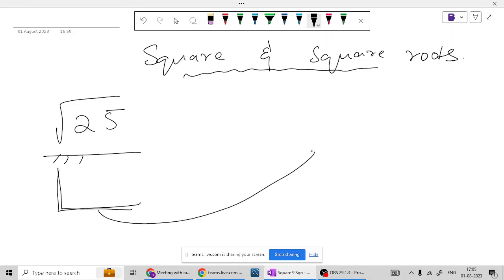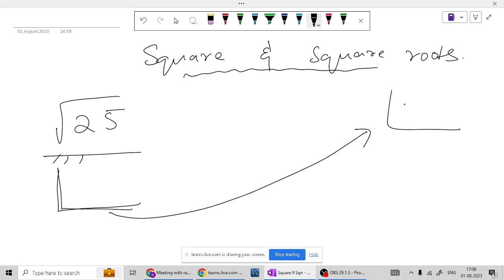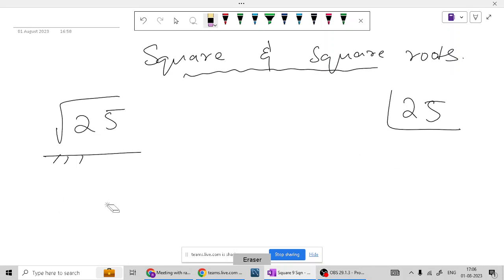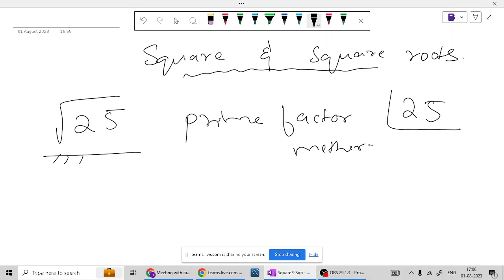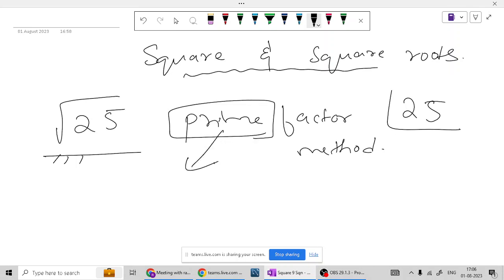Remember I taught you the prime factorization method? This symbol represents the prime factorization method, so you have to factorize. What are prime numbers? Numbers divisible only by 1 and itself, that is, any number which has only two factors.